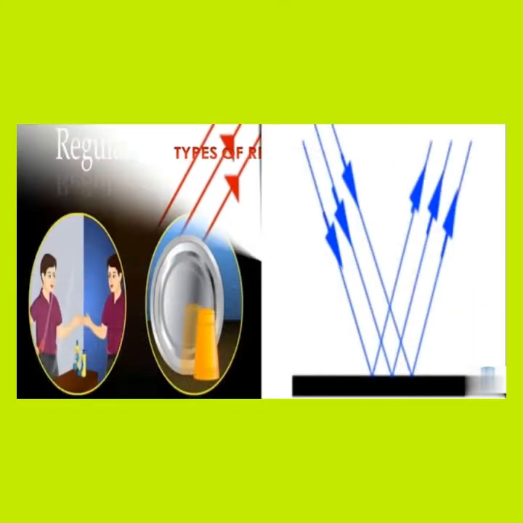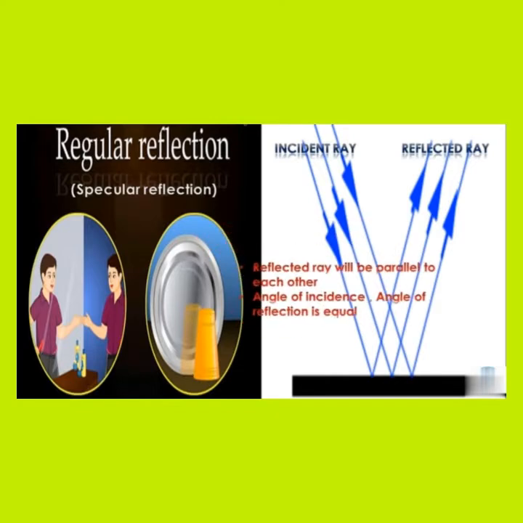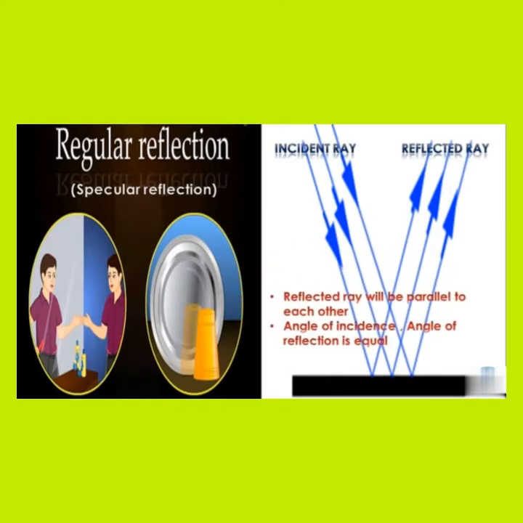Regular reflection. When a beam of light falls on a smooth surface, it gets reflected. The reflected rays will be parallel to each other. Here, the angle of incidence and the angle of reflection of each ray will be equal, hence a clear image is formed. This reflection is also called specular reflection. Example, reflection of light by a plane mirror.